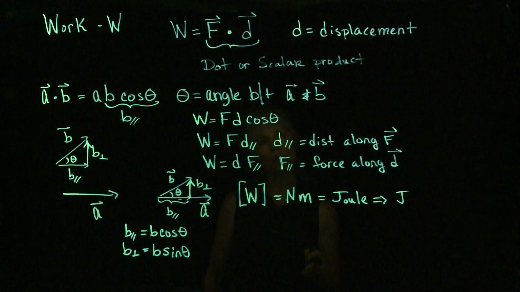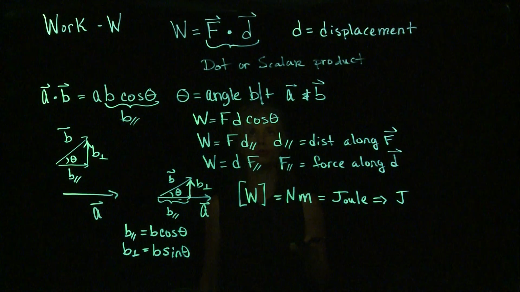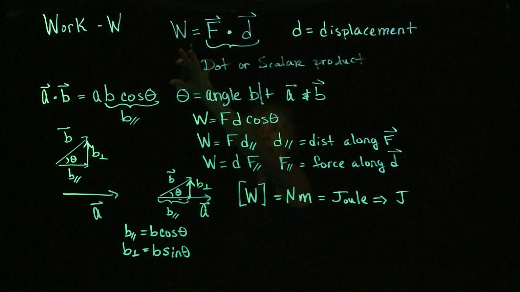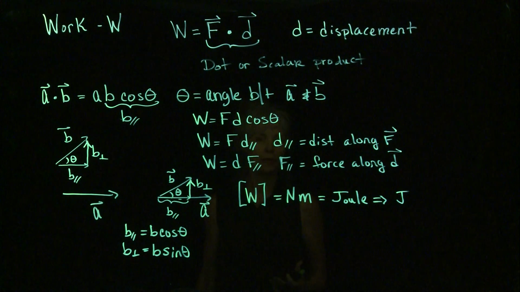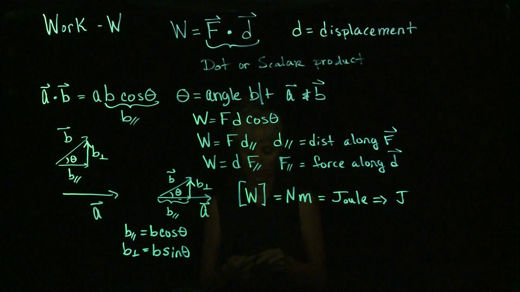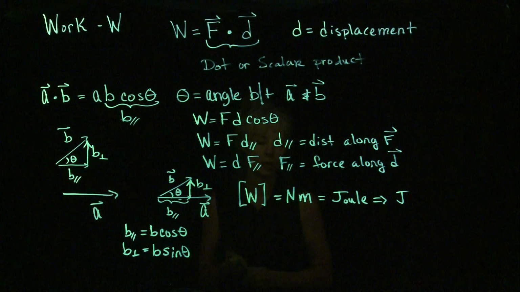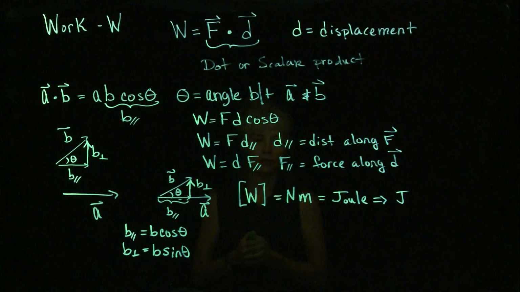So using the dot product, new quantity for us, we are able to put in two vectors and out comes a scalar, and it's a very simple application to find the dot product. Again, it's just the magnitude of the first vector, which is the force, times the magnitude of the second vector, which is the displacement, times the cosine of the angle in between the two vectors. So this gives us a little bit of an introduction, and next time we'll move forward from this point.